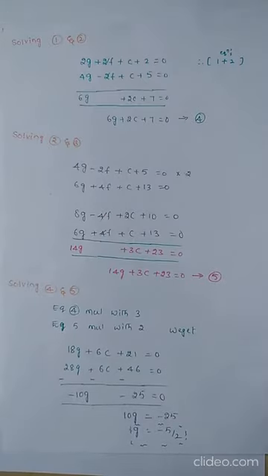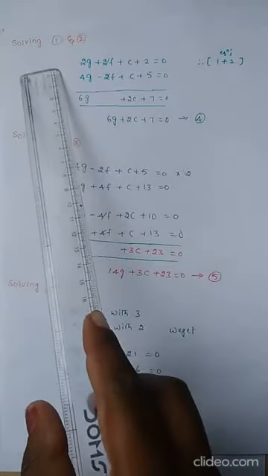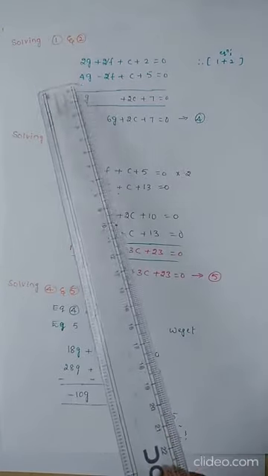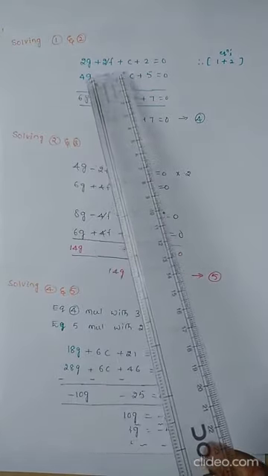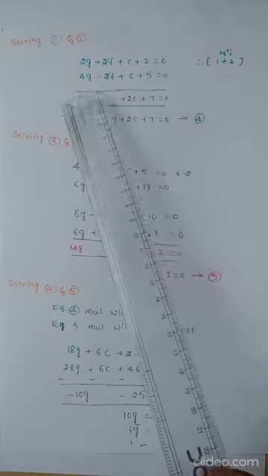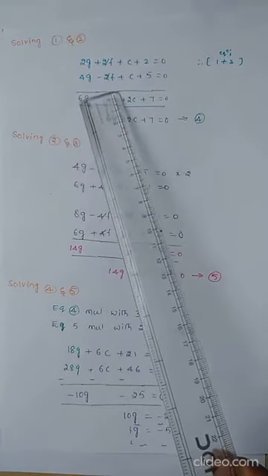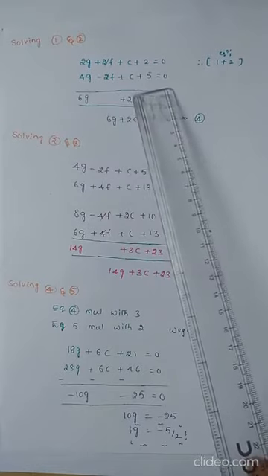After we get the lines L1, L2, L3, what is the next step? We solve the lines L1, L2, L3 and get the values of g, f, c. So first of all, we solve 1 and 2. What is the equation of 1? 2g plus 2f plus c plus 2 is equal to 0. What is the equation of 2? 4g minus 2f plus c plus 5 is equal to 0.